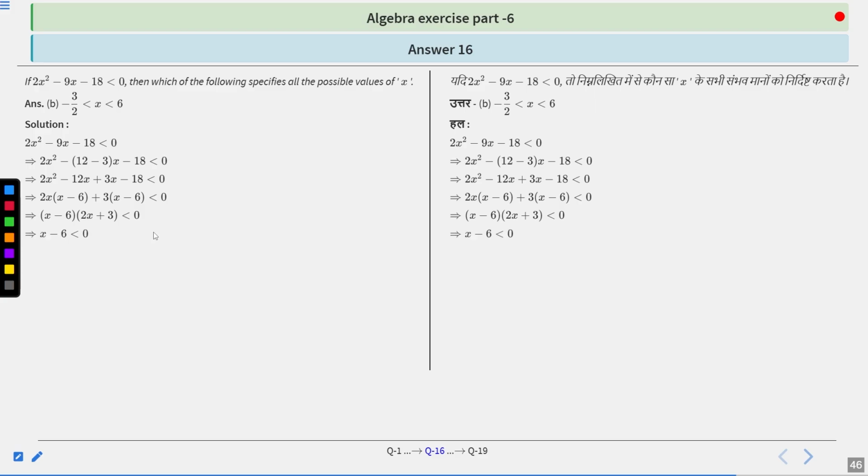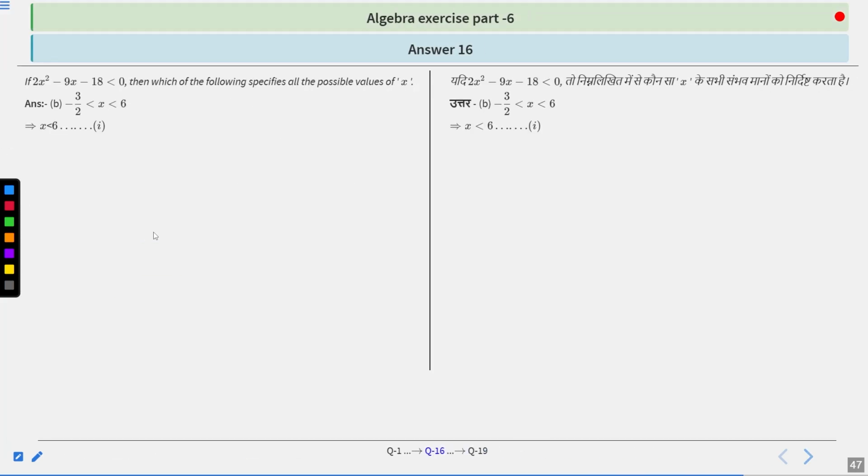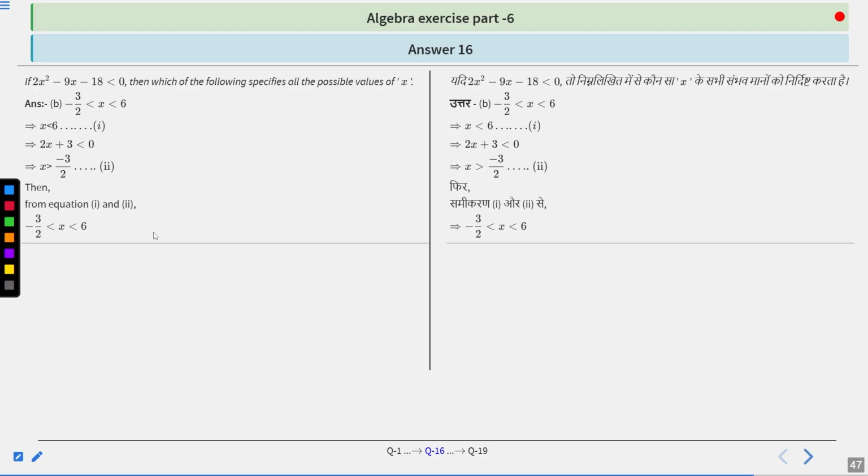So if x minus 6 is less than 0, then x is less than 6. That is our equation 1. If 2x plus 3 is less than 0, then x is greater than minus 3 upon 2. That is our equation number 2. Therefore, from equation 1 and 2, we can say x is greater than minus 3 upon 2 but less than 6. Option number B is the correct answer.